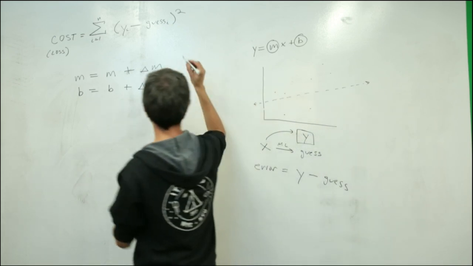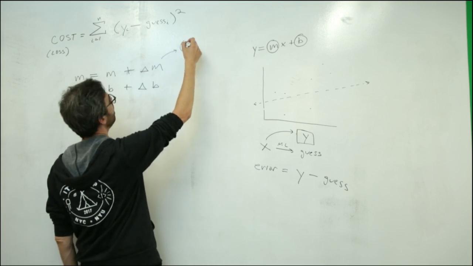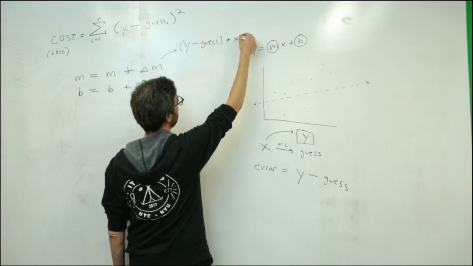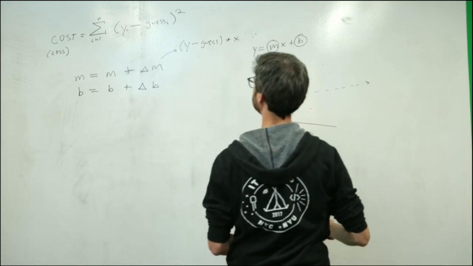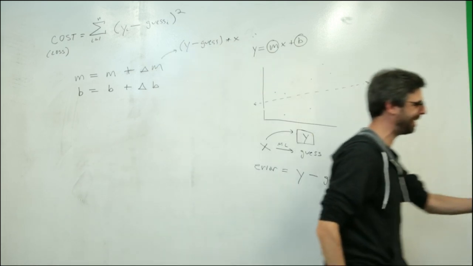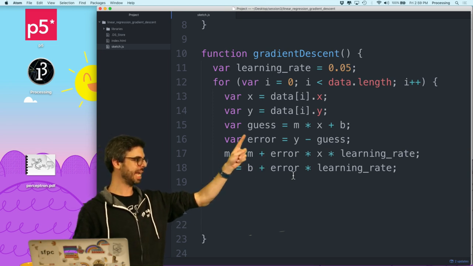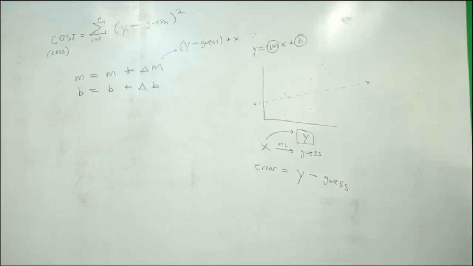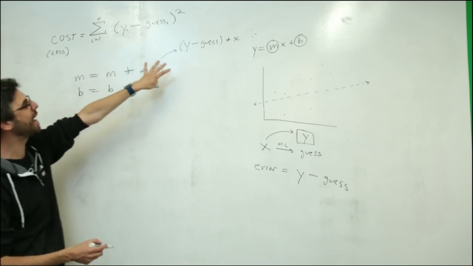So the answer, which is in the code, is that delta m equals y minus guess times x times the learning rate. We can forget about the learning rate right now. That's the answer that you can see in the code right here. The delta m is error times x. For b, the delta b is just the error. So how do I get that? Okay, so I want to try to prove why this works now.